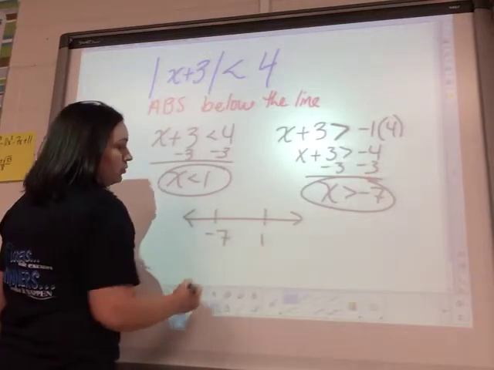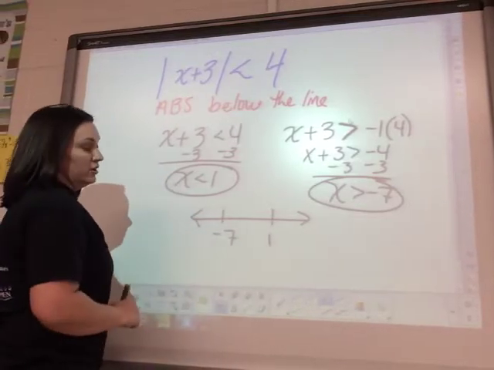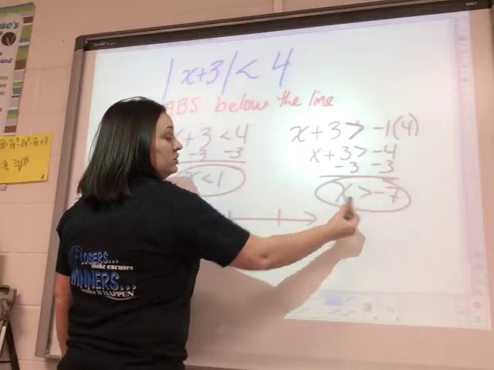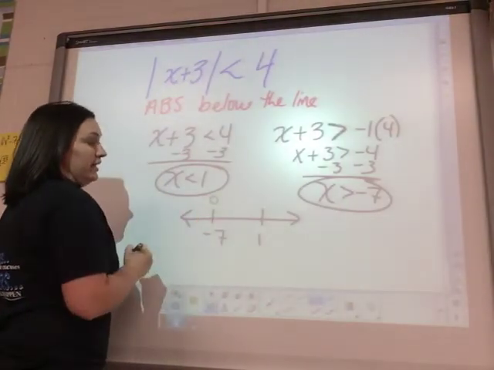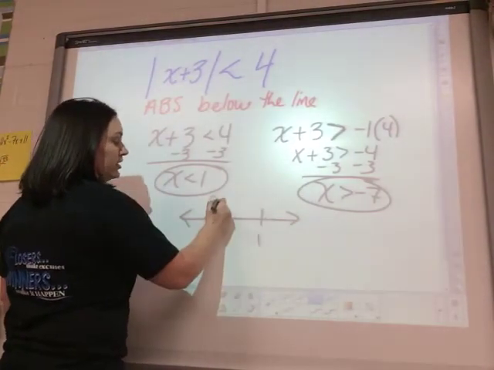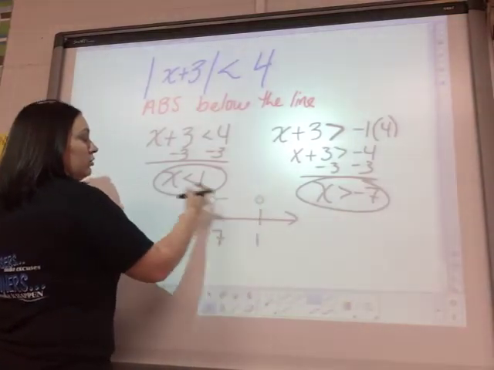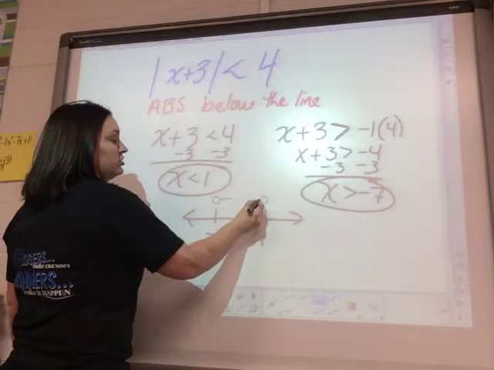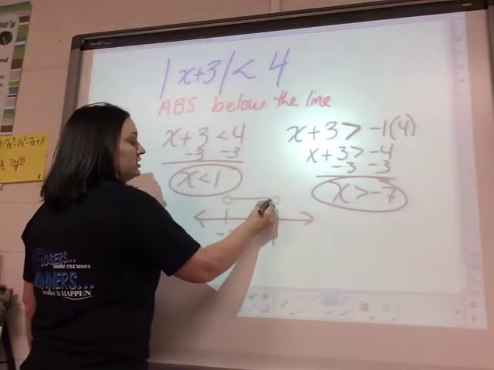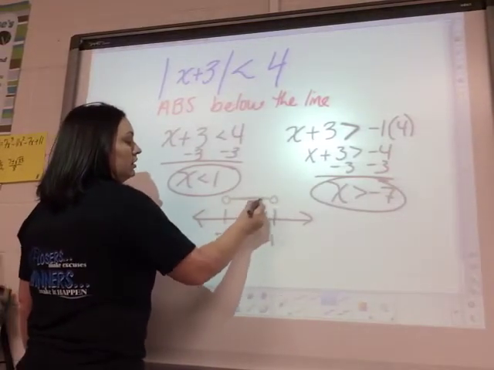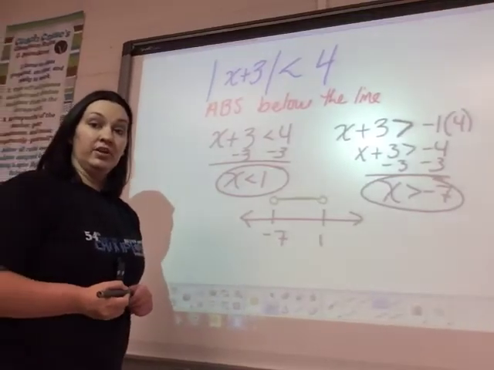-7 and 1. I'll change my color here. There's no equal to, so it's going to be an open point at -7, greater than points to the right. Open point at 1, less than points to the left. So these two pieces are going to be one solid piece here in the middle. So your number line graph would look like that.